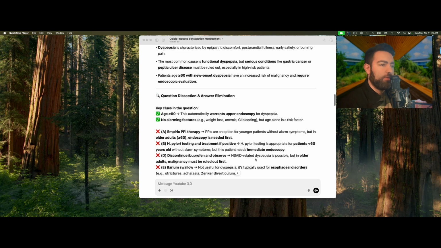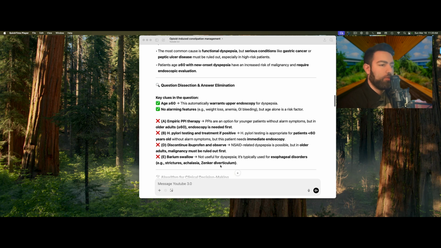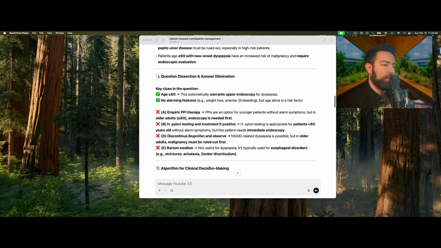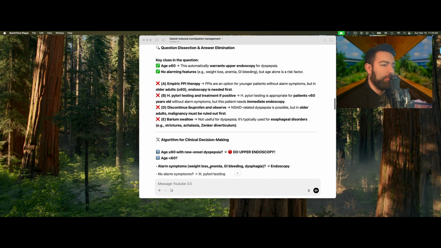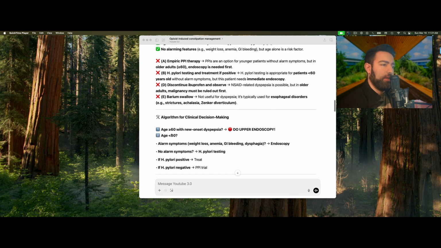Discontinuing ibuprofen and observing: while NSAID-related dyspepsia is possible, in an older adult, again, we still need to rule out malignancy. And the barium swallow is not used for dyspepsia, but may be used for esophageal disorders. If somebody has strictures, achalasia, Zenker's diverticulum, you know what to look for. But again, it is very important for boards to realize what you need to do with a new onset dyspepsia at age greater than 60, and at age less than 60 with alarm symptoms.